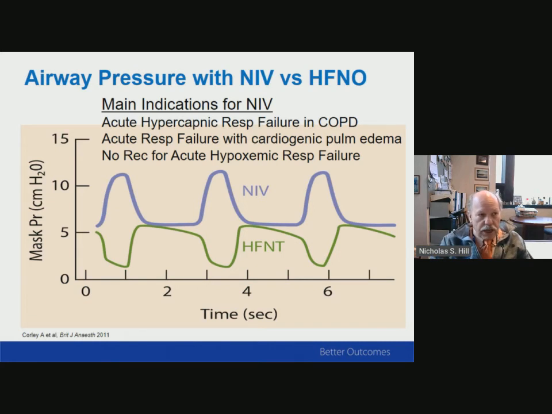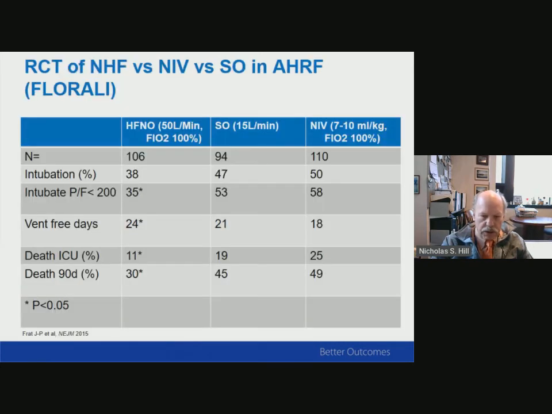I served on the task force for NIV guidelines. It was published in the ERJ in 2017. In that, we came to the conclusion not to make any recommendation for acute hypoxemic respiratory failure applications of NIV, because the evidence at the time was too conflicting. But some people have interpreted this as us saying it was contraindicated. That is not the case. In fact, we gave conditions where you might consider a trial of NIV in such patients, but we just couldn't make a recommendation based on the lack of evidence available at the time.